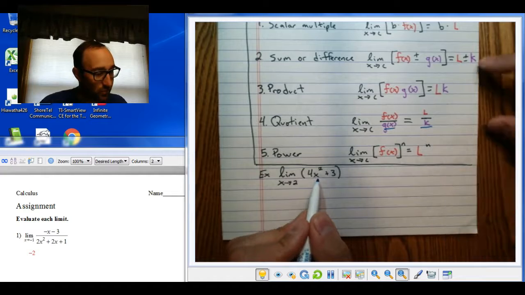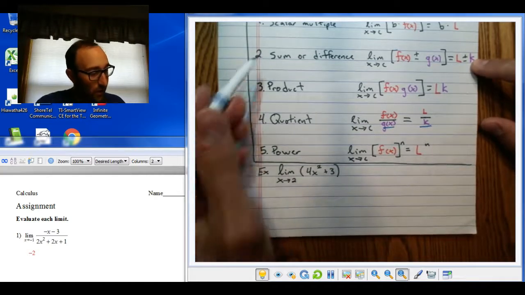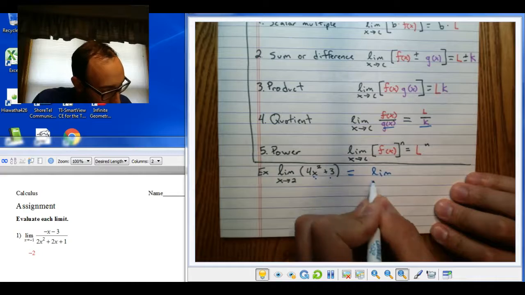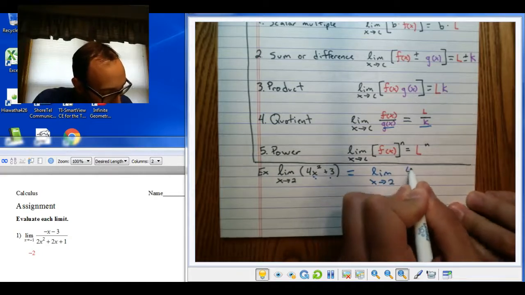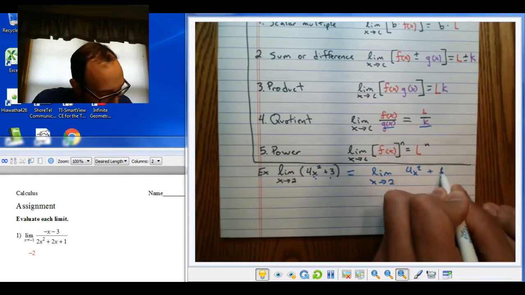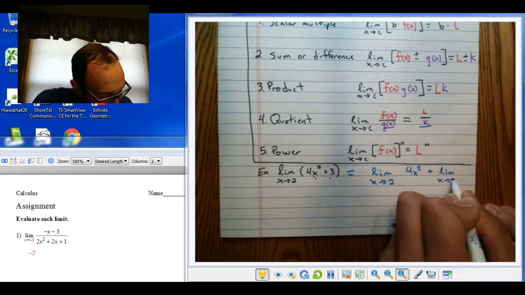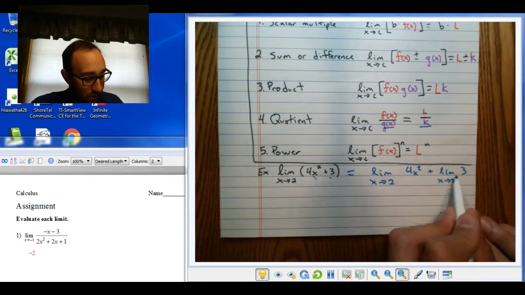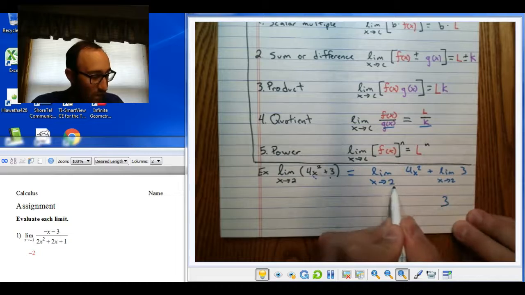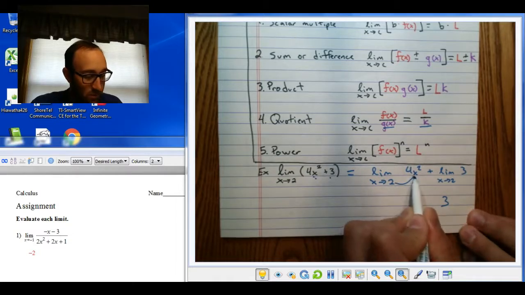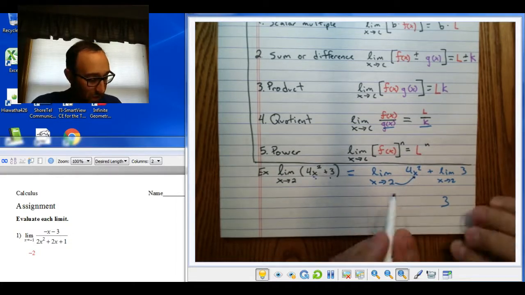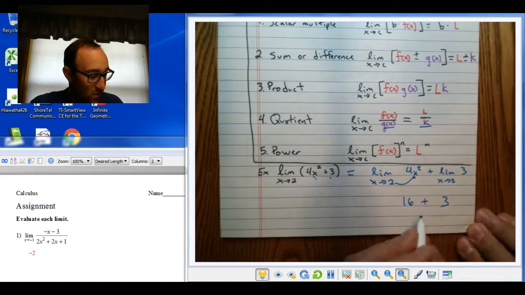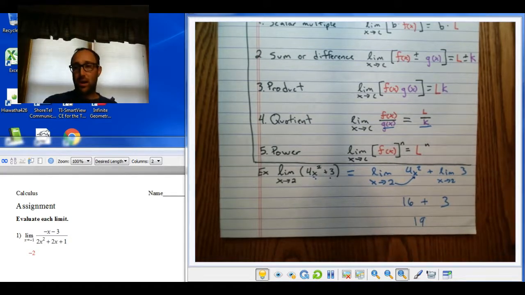We're actually going to use sum or difference, because this is actually two functions, so we can just say this is the same as the limit as x approaches 2 of 4x squared plus the limit as x approaches 2 of 3. The limit as x approaches 2 of 3 is just going to be 3. And for this one, I just plug the 2 in there, and I make sure to do order of operations. 2 squared is 4. 4 times 4 is 16, and I would still add them together. 16 plus 3 is 19.